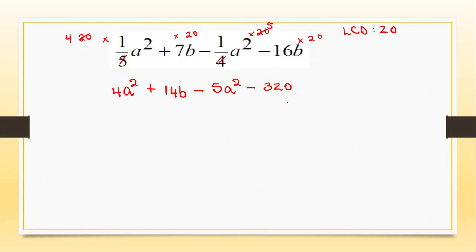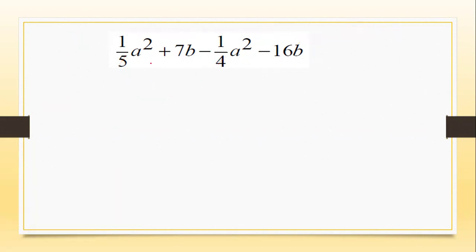Guess what? There is no equal sign, so I cannot get rid of the denominators. My denominator would be 20, but I don't need it for my b's. So let's redo this problem. Let's first collect our like terms. So we have a squared over 5, subtracting a squared over 4, plus 7b, subtracting 16b. It's better.